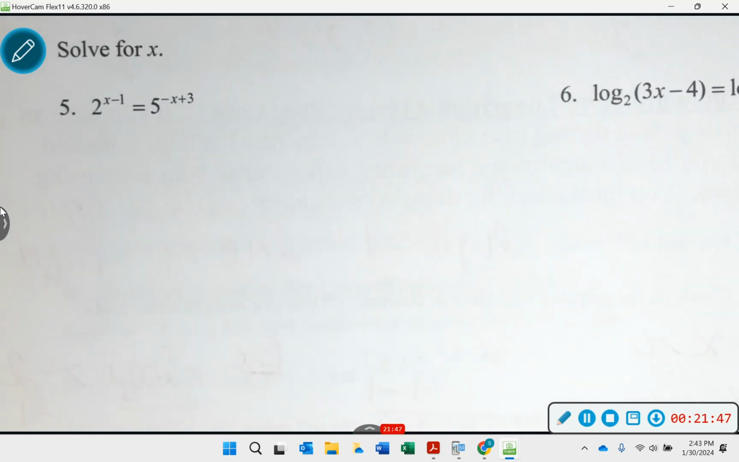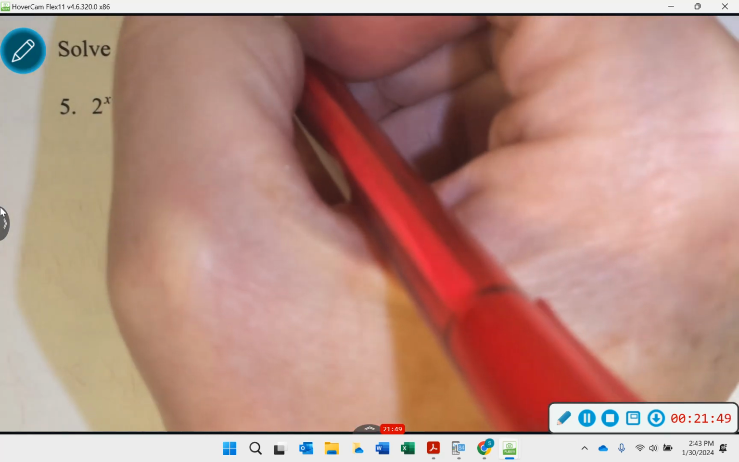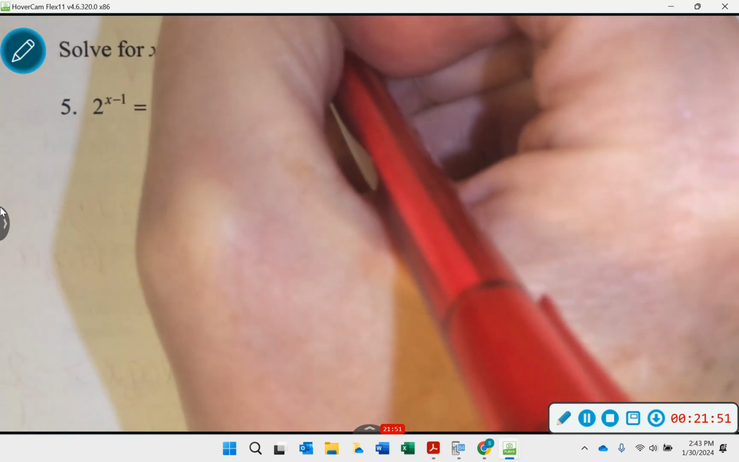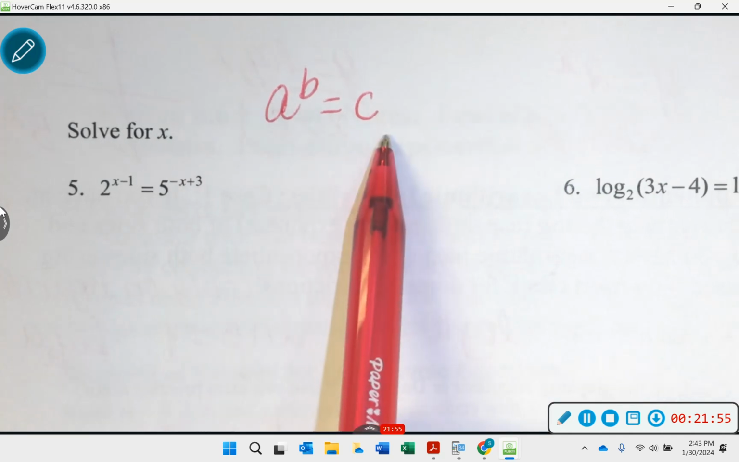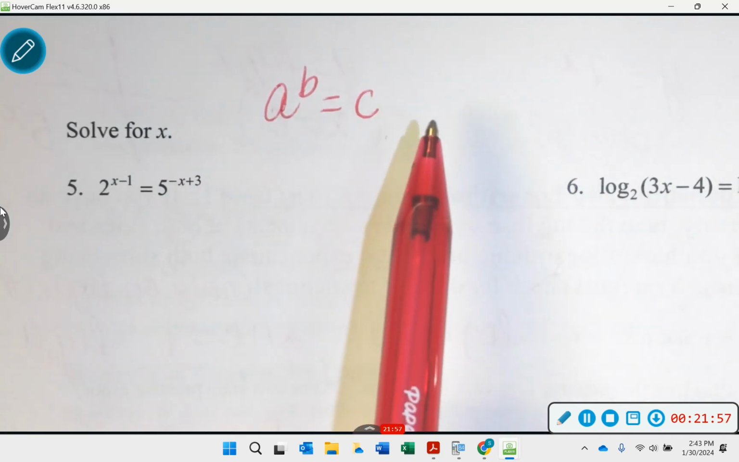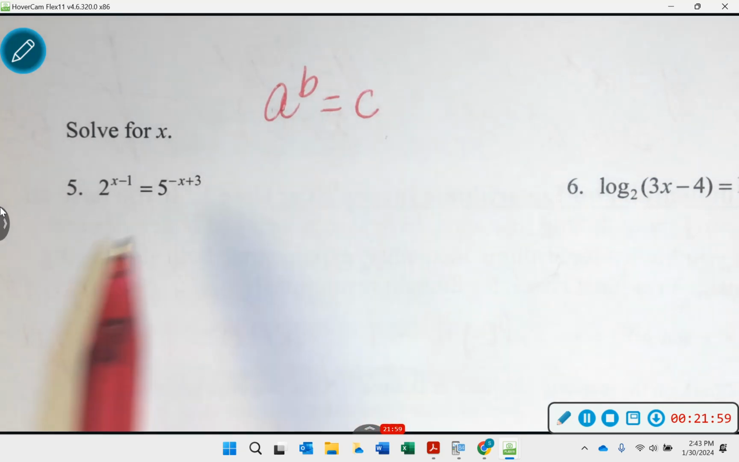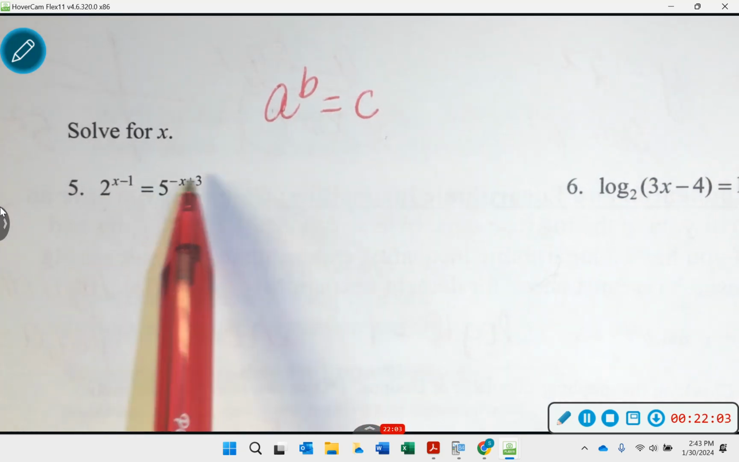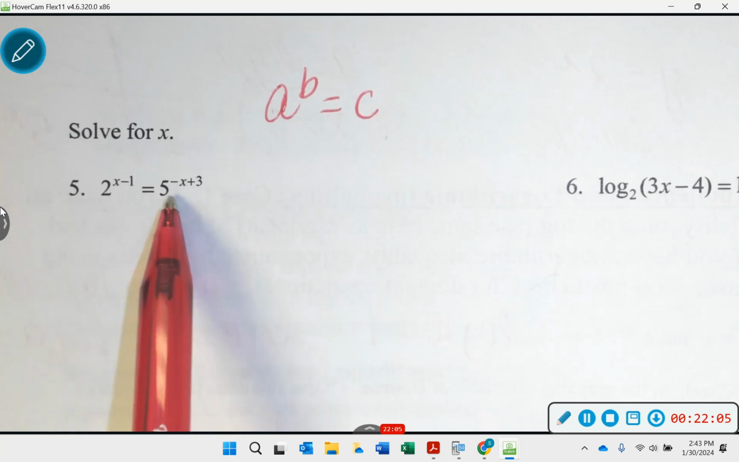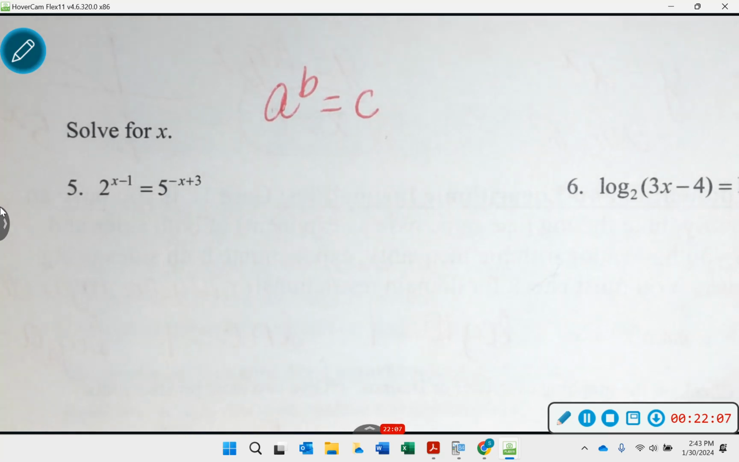All right. Up to now, we have had easy exponentials. We've always had them as a to the b equals c. When we have a to the b equals c, we can easily rewrite it in log form and be done with it. But I can't do this here. I have a to the b equals a to the b, and I can't get like bases. I can't do much of anything.